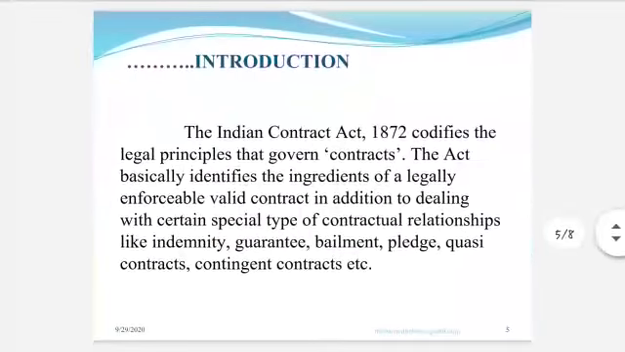The Indian Contract Act 1872 codifies the legal principles that govern contracts. It basically identifies the ingredients of a legally enforceable valid contract, in addition to dealing with certain special types of contractual relationships like indemnity, guarantee, bailment, pledge, quasi-contracts, contingent contracts, etc.